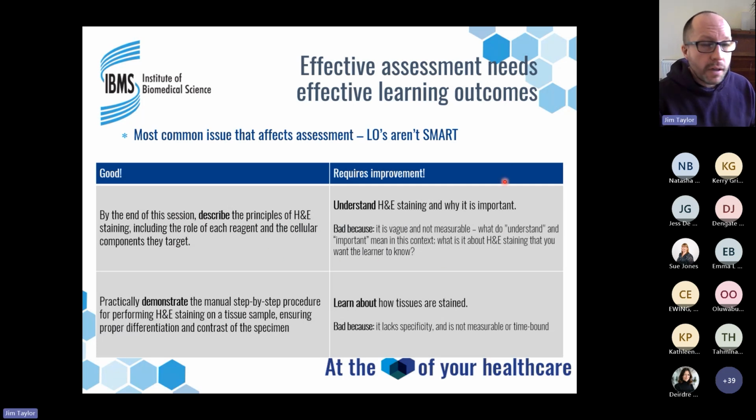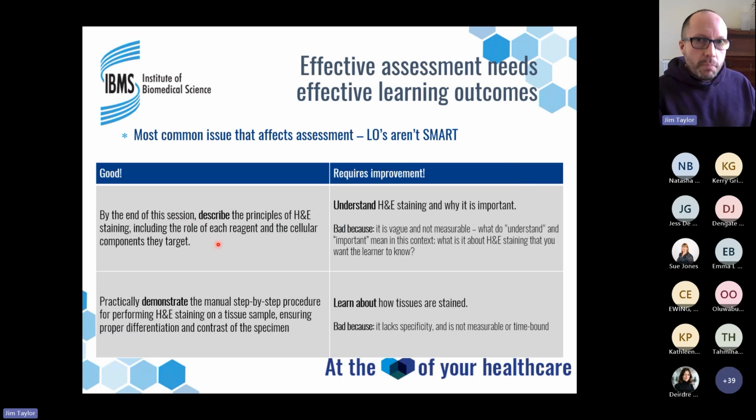An example of a learning outcome that might require improvement is that a student understands H&E staining and why it is important. Well, this is bad because it's a bit vague. What does understand mean? What is important, and why is it important, and how is it important?